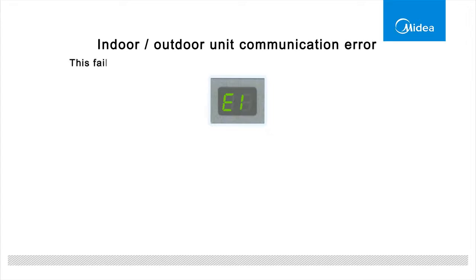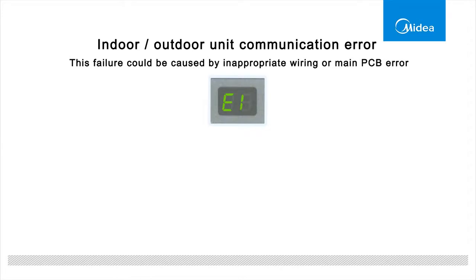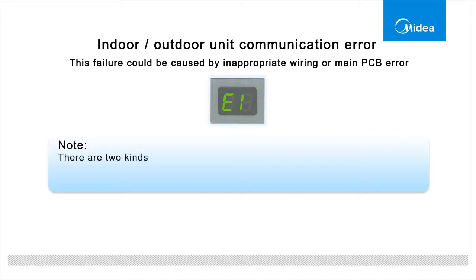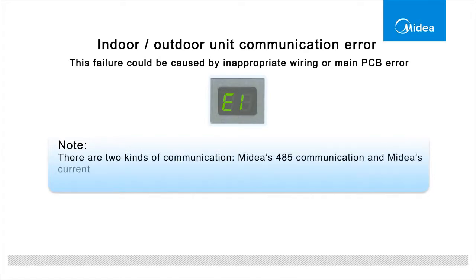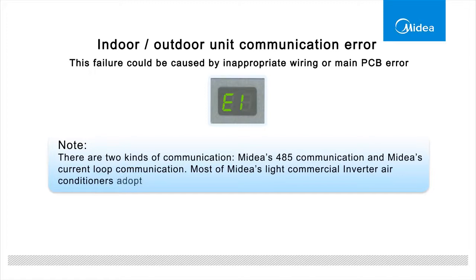When the indoor unit displays E1, that indicates indoor or outdoor unit's communication error. This failure could be caused by inappropriate wiring or main PCB error. Note: there are two kinds of communication: Md.Sirajul's 485 communication and Md.Sirajul's current loop communication. Most of Md.Sirajul's light commercial inverter air conditioners adopt Md.Sirajul's 485 communication.